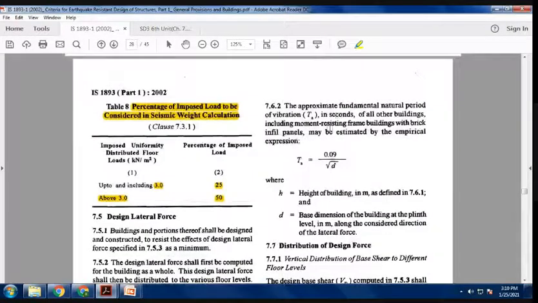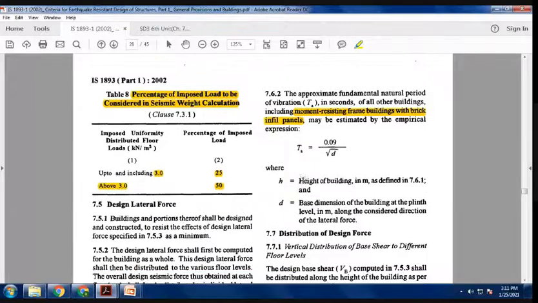Suppose here you can see, if your building is a moment resisting building with brick infill panels, if you are laying the bricks inside the building, then you should take Ta equals 0.09 multiplied by h. Okay, h is missing here, make a correction: 0.09 multiplied by h divided by square root of d, where h is nothing but the height of the building and d is nothing but the base dimension of the building.